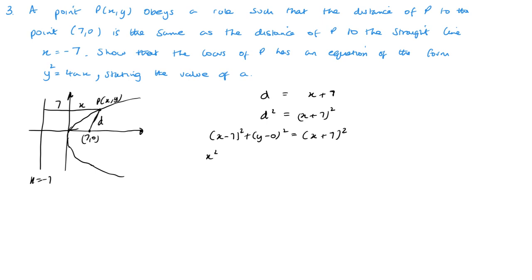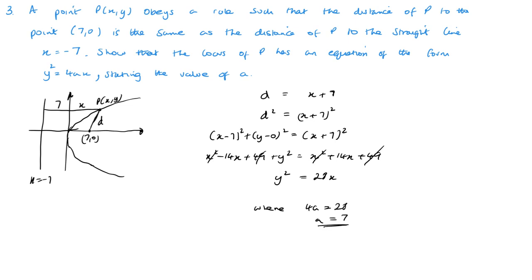Now that's x squared minus 14x plus 49 plus y squared, and this is x squared plus 14x plus 49. The 49s will cancel, the x squareds will cancel, y squared equals 28x, where 4a equals 28, so a equals 7. Okay, and there I've got that question done.